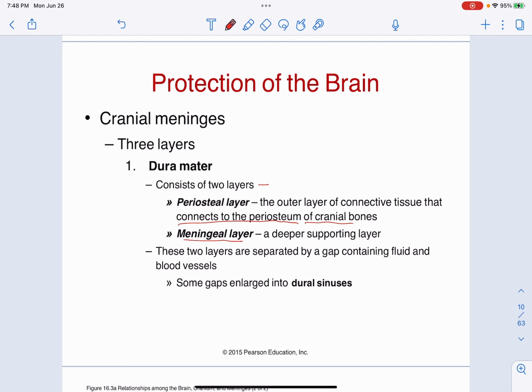It's actually going to be venous blood that is going to make its way down to the jugular vein. This is how the brain is going to drain its blood. So after the blood is depleted of oxygen and the nutrients are removed, it needs to drain and head toward the heart. And so these two layers are separated by a gap containing fluid and blood vessels. And you're going to see in some instances that these gaps enlarge to form what's called dural sinuses.